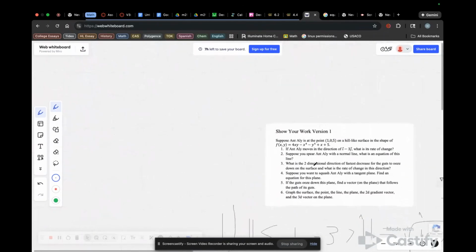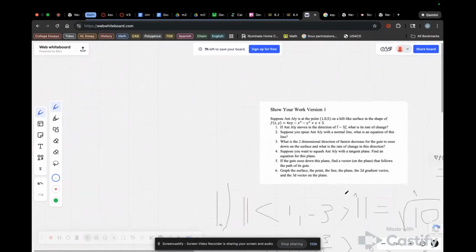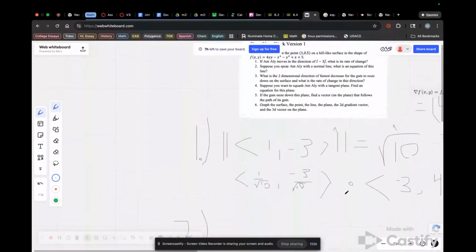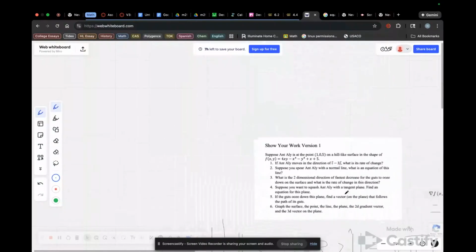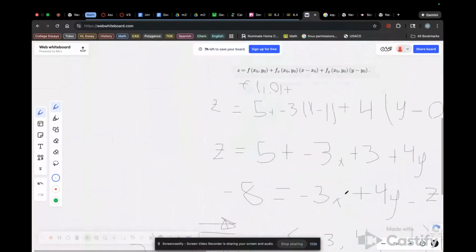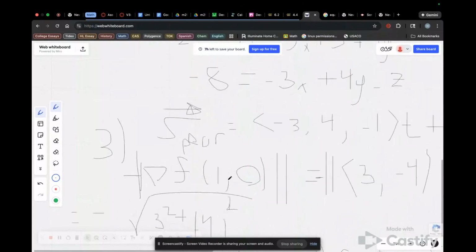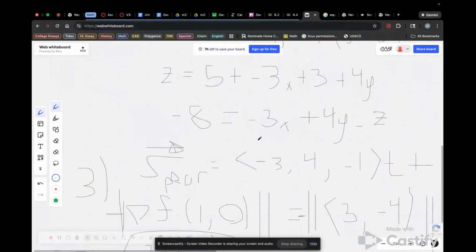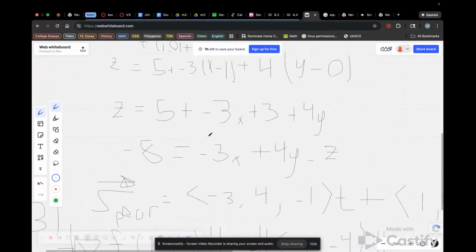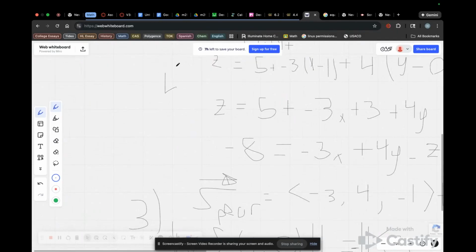Okay, next part. Suppose you want to squash an alley with a tangent plane. Find the equation for this plane. So we already did that with the earlier steps when we found the sphere. So I guess this is our equation for the tangent plane right here, depending on the format you want it. Yeah, we got this right here. So this is question 4 as well.